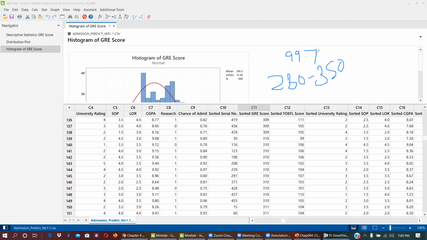Now let's check the two deviation rule. Clear all the drawing. What is this? 316 plus 11.3, plus how much? 11 means 22.6. So this is 22.6 and this is 339. So between these, this is the upper limit, and for the lower limit, let me subtract this.